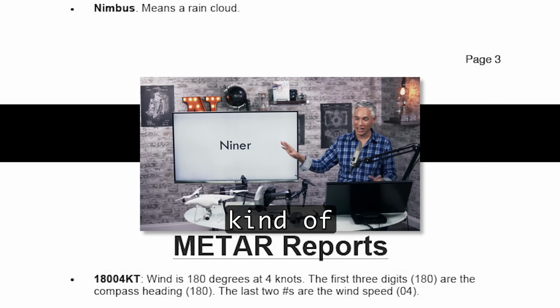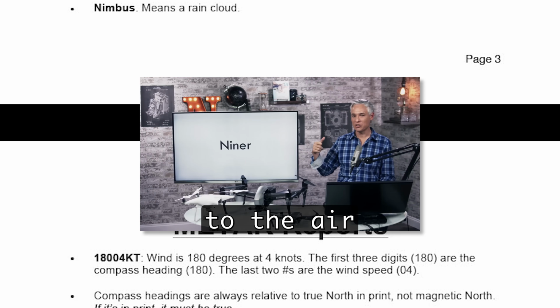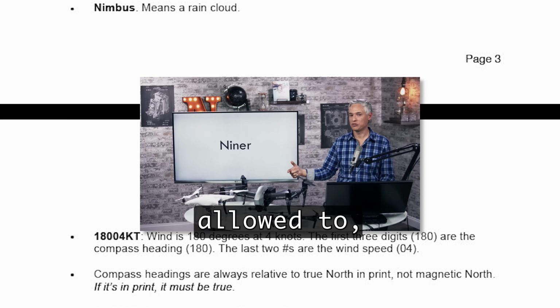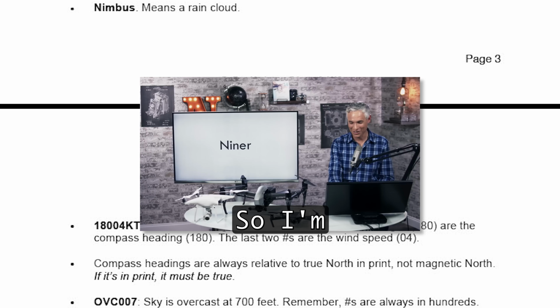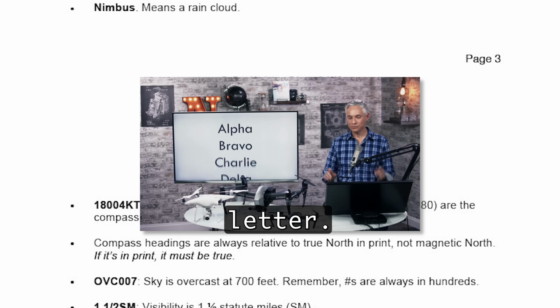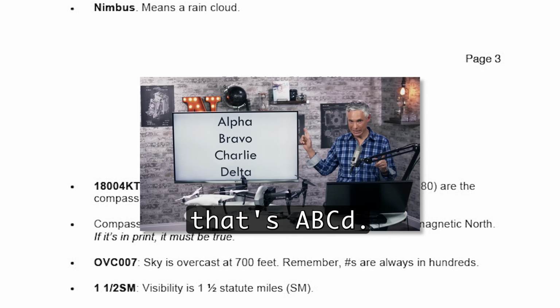I had a question kind of covering these things. So the FAA wants you to be able to listen to the air traffic control and be able to communicate with them, even though you're not allowed to call them. They want you to know this. So I'm going to quickly go over their fancy ways to say every letter. You've probably heard these, like Alpha, Bravo, Charlie, Delta. That's A, B, C, D.